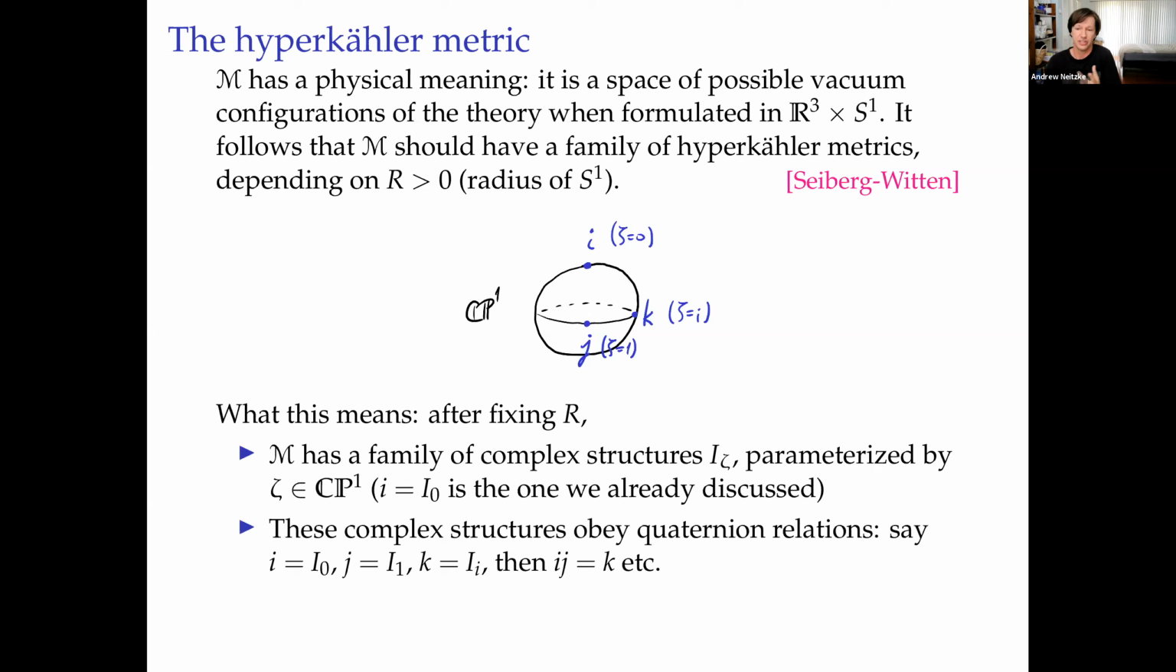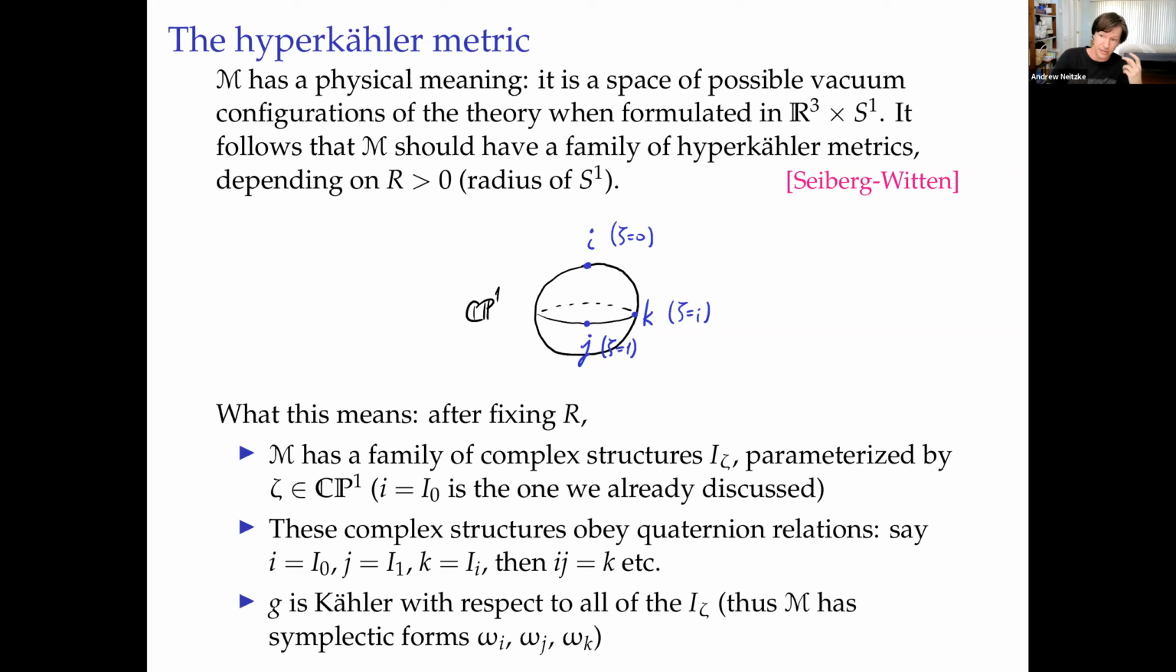And then these complex structures have to obey the quaternion relations, where I, J, and K are the 3 points that I've indicated on this picture. And to say that a metric is hyperkähler is to say that it is Kähler, a single metric, which is Kähler with respect to all of the complex structures at once. And so in particular, whenever you have a Kähler metric, you get a symplectic form. And so we have a whole pile of symplectic forms. They're all linear combinations of 3 of them, the symplectic forms corresponding to, say, I, J, and K. So this is a space which is Kähler in many different ways, in sort of a CP1 worth of ways.